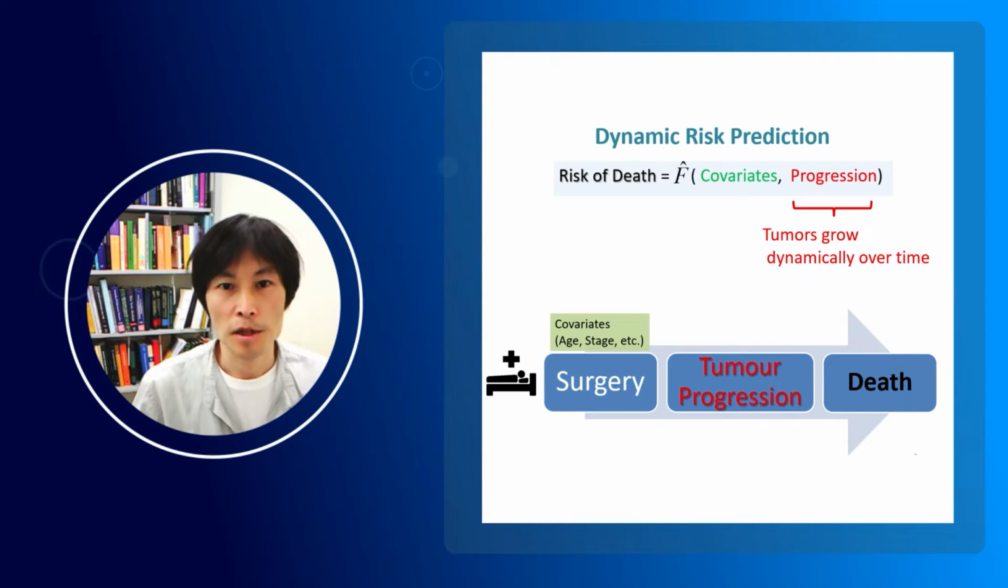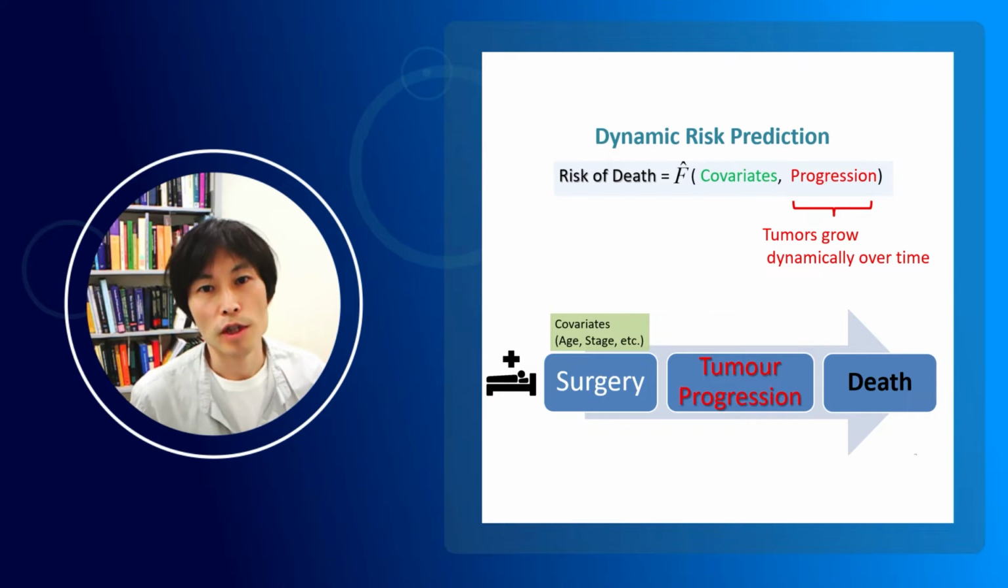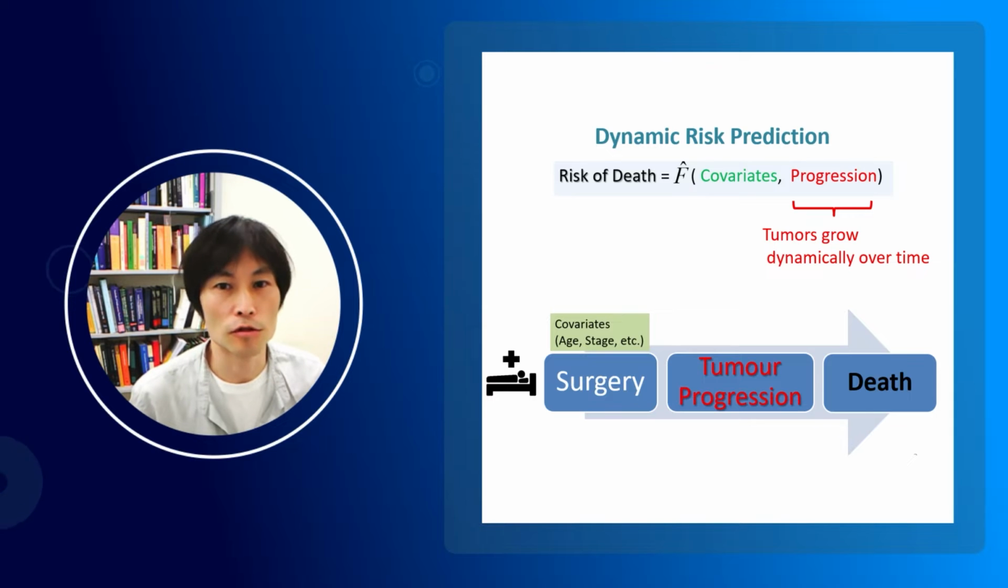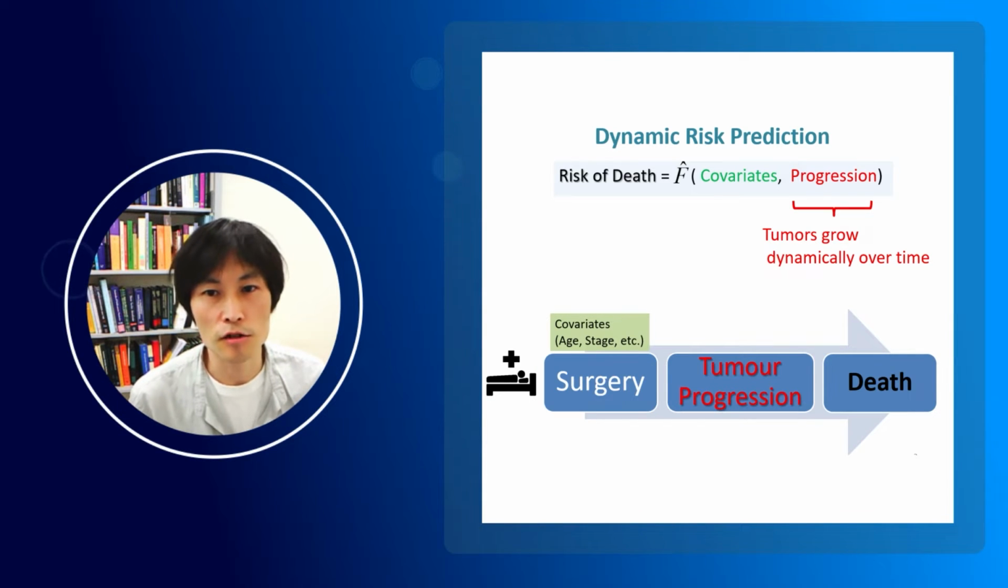So, what is dynamic prediction? We wish to predict the risk of death as a function of covariates and tumor progression. Here, tumor grows dynamically by either increasing their size or being suppressed over time. The goal of dynamic risk prediction is to incorporate the tumor progression status into a prediction formula, denoted by F. The function F is estimated by individual patient data with survival endpoint.